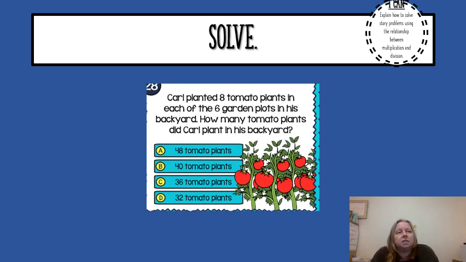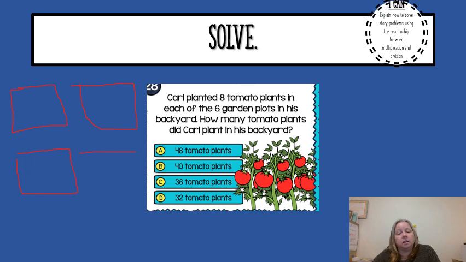All right, last one, folks, before we do our exit ticket. All right, Carl planted 8 tomato plants in each of the 6 garden plots in his backyard. How many tomato plants did Carl plant in his backyard? All right, pause it here so you can work it out. You have 6 garden plots. That tells me that I'm going to make 6 garden plots. Remember that they like for you to show your thinking.